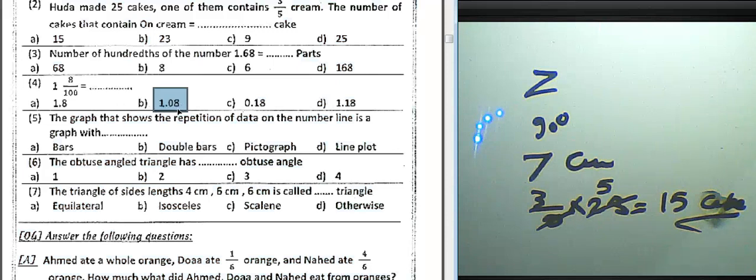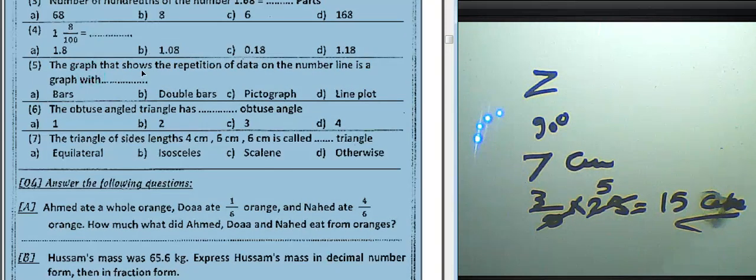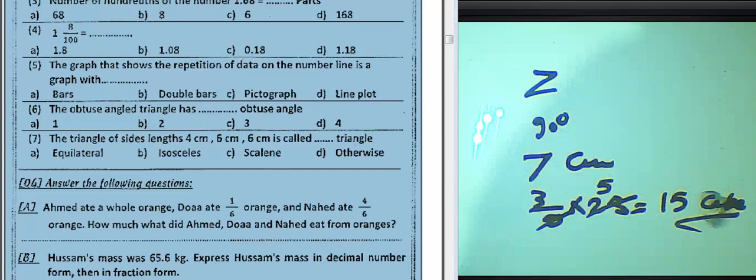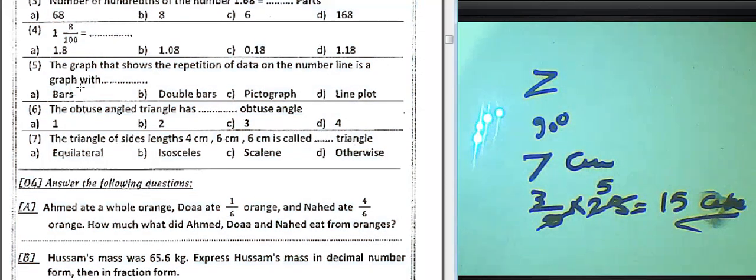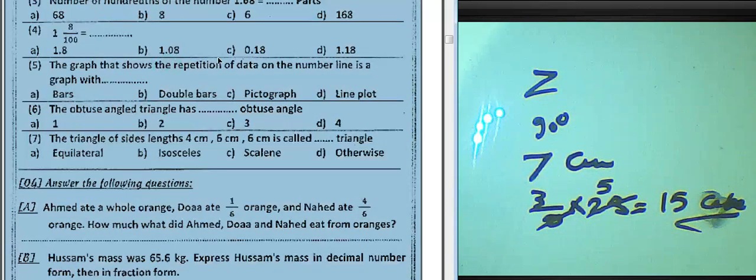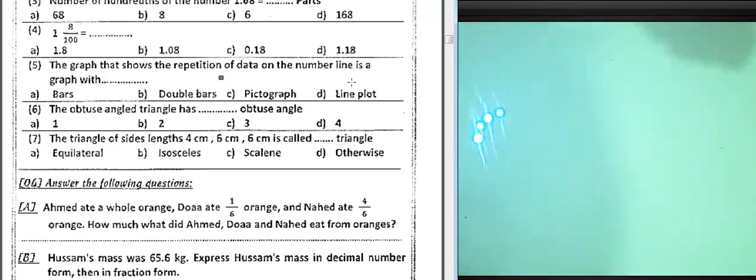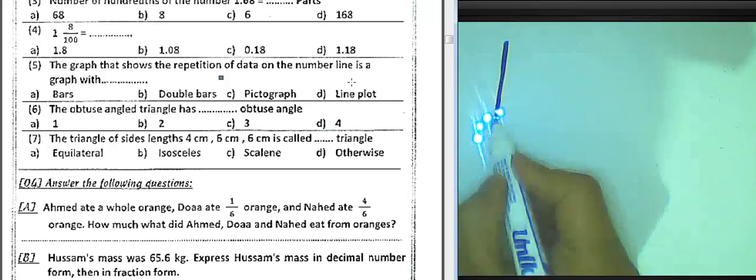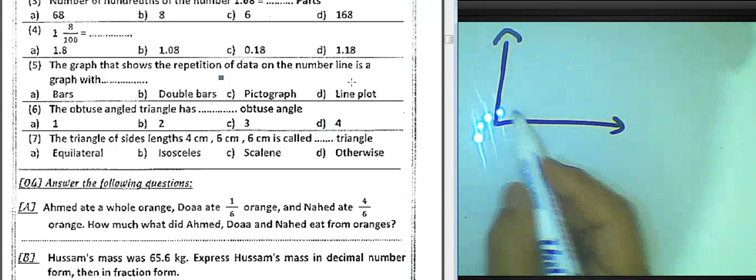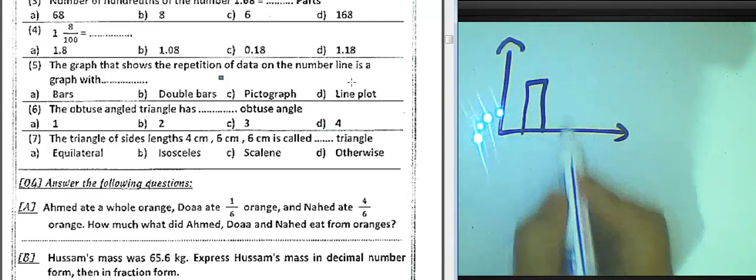1 and 8 hundredths. The graph that shows the repetition of data on the number line, graph with space. We will choose bars because he asked about repetition. The graph that shows the repetition of data, which is the frequency, on the number line, we call it a bar graph. We can use the graph to represent repetition.